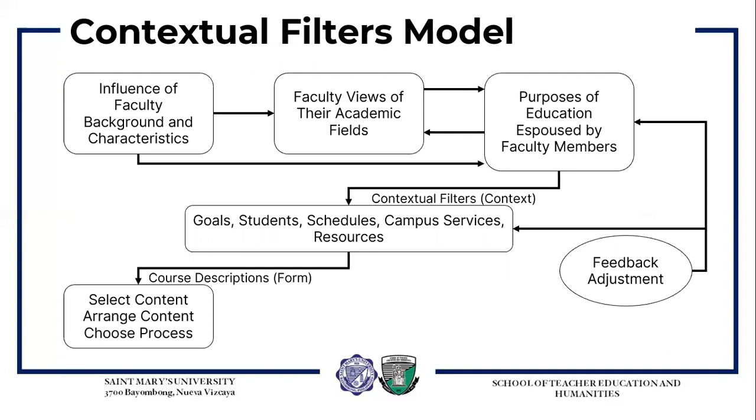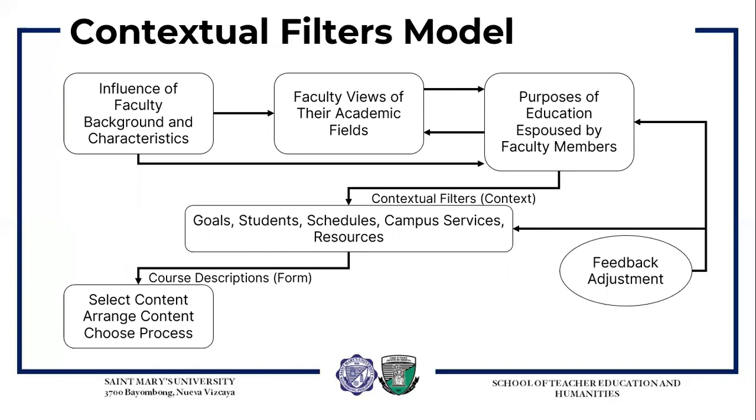If we look at this model, it may seem chaotic, but let's try to understand every part of our model here. So you can see that the contextual filters model starts with situational analysis. Now, where is situational analysis here? We can see situational analysis under the influence of faculty backgrounds and characteristics, meaning we need to know who the teachers or faculty members are, what their backgrounds are, and what their characteristics are.